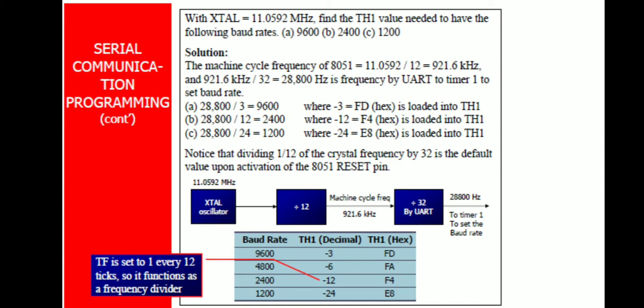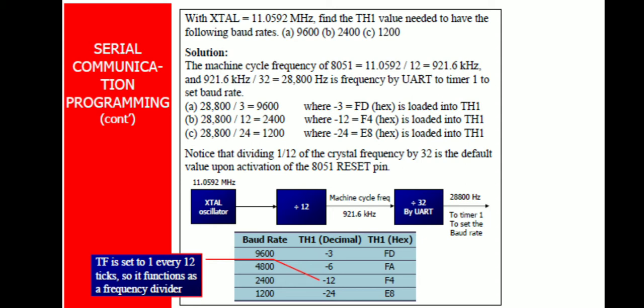Here we see an example in which the crystal oscillator is 11.0592 MHz. Then find the TH1 value needed to have the following data rates: 9600, 2400, 1200. If the crystal oscillator frequency is 11.0592 MHz, then the machine cycle frequency will be 921.6 kilohertz and the machine cycle time interval will be 1.0859 microsecond.